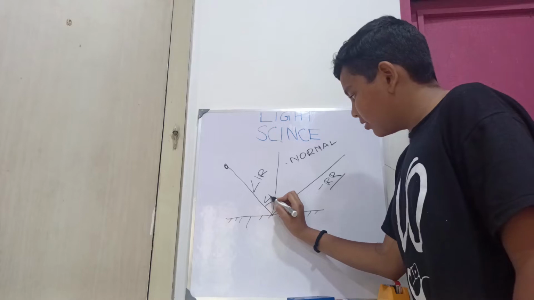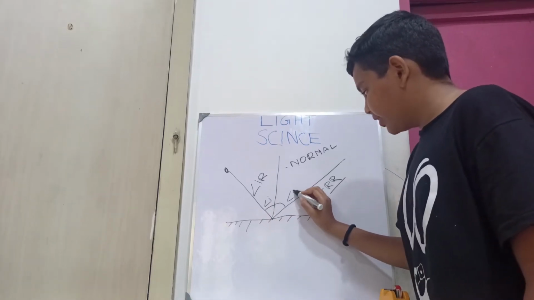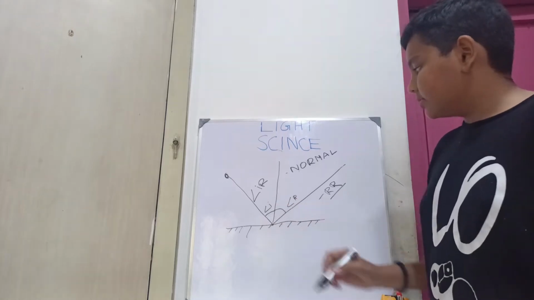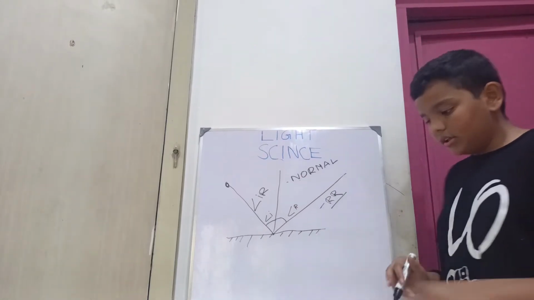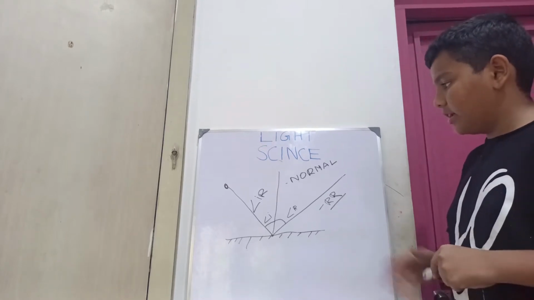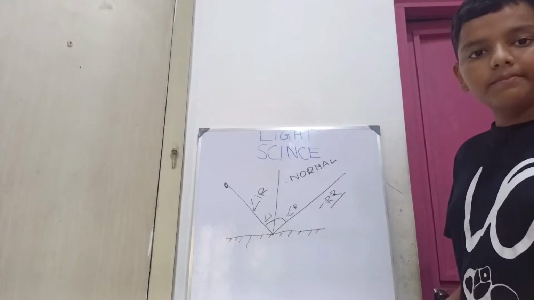the angle between the reflected ray and the normal is the angle of reflection. So this is the reflection part. They may ask this as a label and diagram question. So let's go to the next topic.